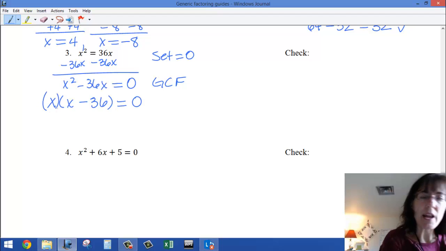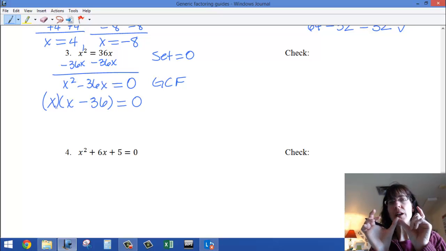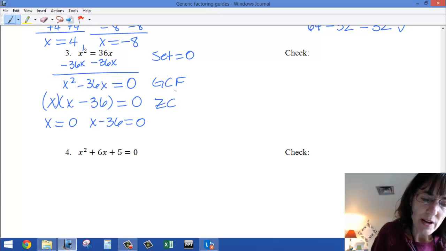And think of that x as being just a quantity by itself multiplied by another quantity. So I have 2 things multiplied equals 0. So I set each one equals 0. So I'm going to use the zero factor property next. And then solve each of those.